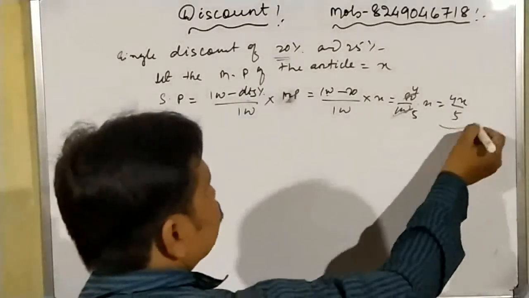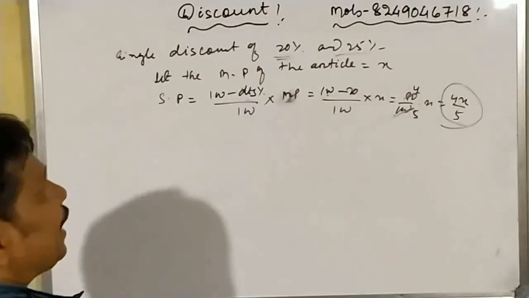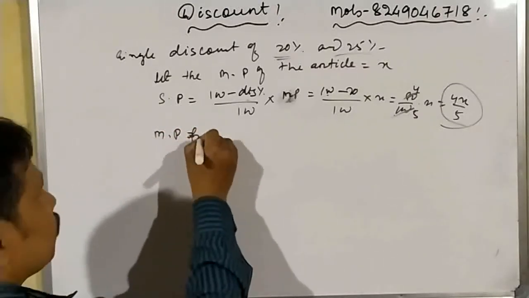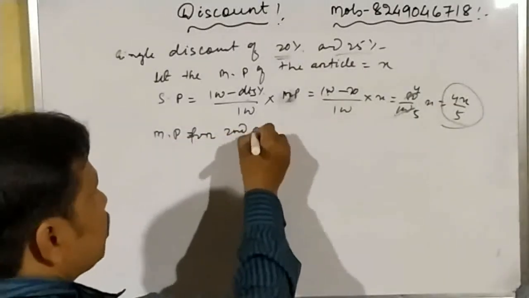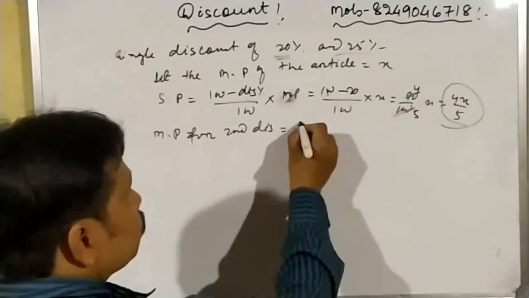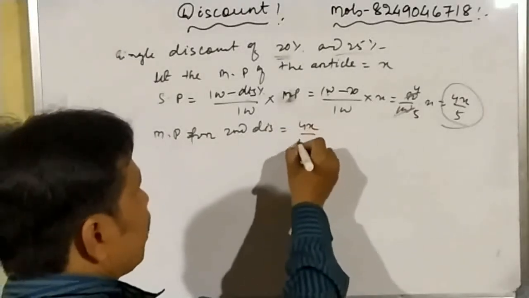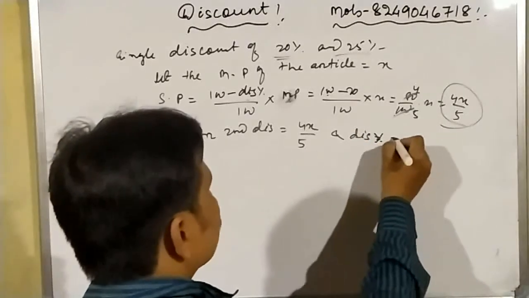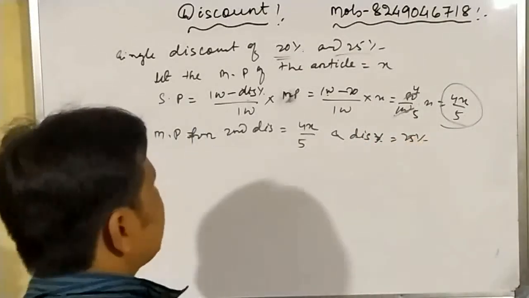Now again, this will be the mark price for the second discount. So the mark price for the second discount is 4X by 5 and the discount percentage is 25%.